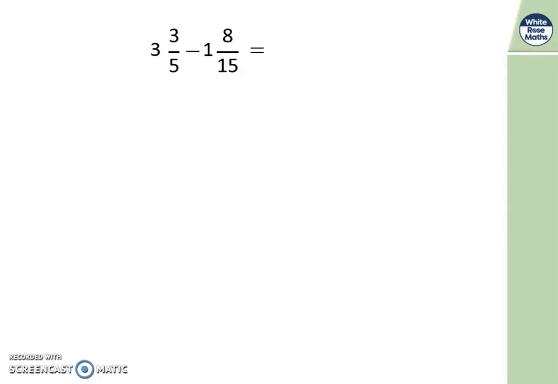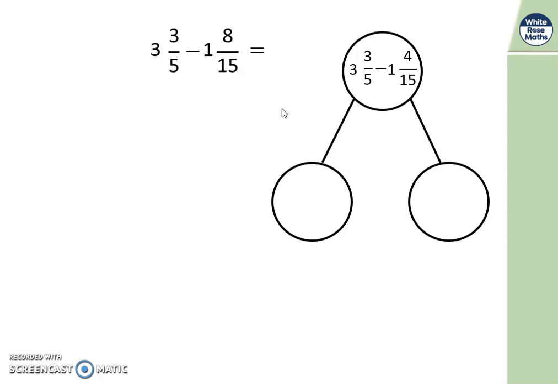Now, as you can see here, we have two mixed numbers and we're doing a subtraction. So if we have a look at this, one way we could do it is to put this whole calculation into this part whole model. And then we're going to split it into whole ones, like we did on question 1 a minute ago, and do the 3 whole ones, subtract the 1 whole one in this side. Then we're going to do the 3/5, subtract the 4/15 on this side. And then let's have a look.